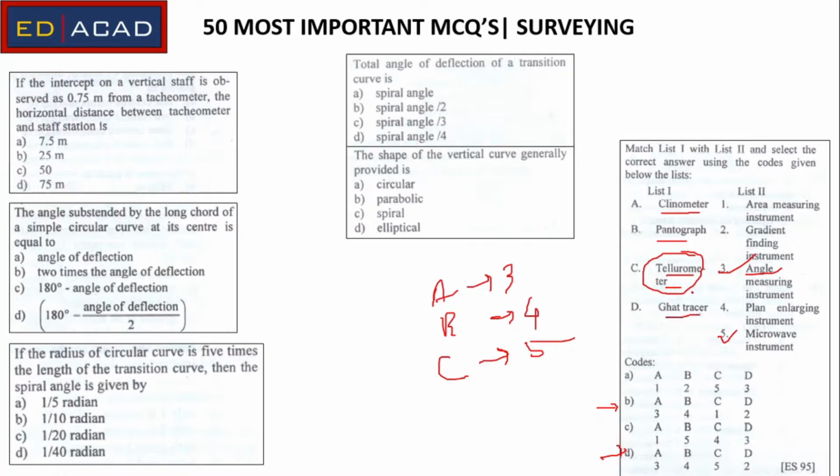And Gauss tracer. Gauss tracer is used for measuring the gradient or for finding the gradient. So D will be 2. So 3, 4, 5, 2. Option D will be correct. Okay, I think this should be clear.